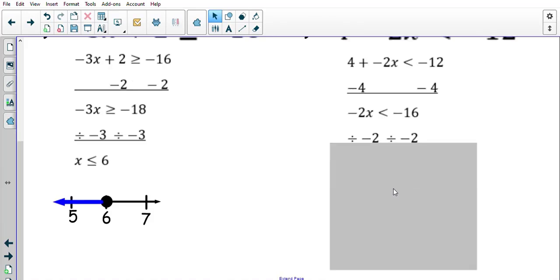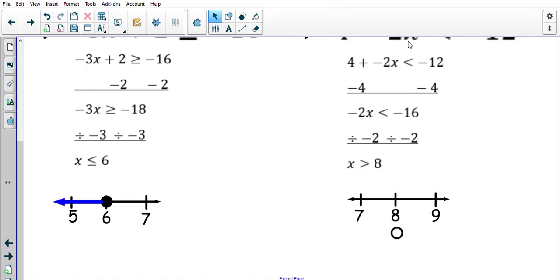Divide both sides by negative 2. When we divide both sides by negative 2, we flip that symbol since we divided by a negative. So the less than becomes a greater than, and negative 16 divided by negative 2 is going to get us 8. So our solution is x is greater than 8. This is going to be an open circle in this case because it's greater than and not equal to. And since it's greater than, we are going to be shading to the right. So let's go ahead and shade to the right, and it's going to look like this.